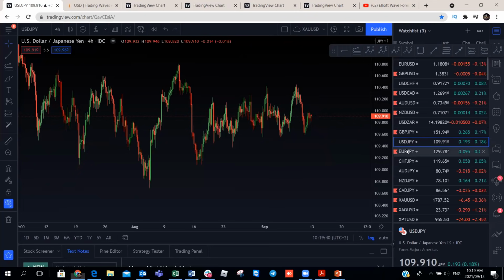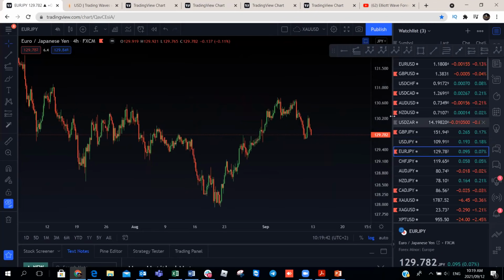Right, so looking at the rest of the pairs, euro yen. Now euro yen, you can see also it has made a continuation to the downside here. So this looks like a pullback as well. So we'll be looking for this one to give us a pullback as follows. Just like the rest of the yen pairs, we're looking for this to come to the downside. Right, so that is euro yen.